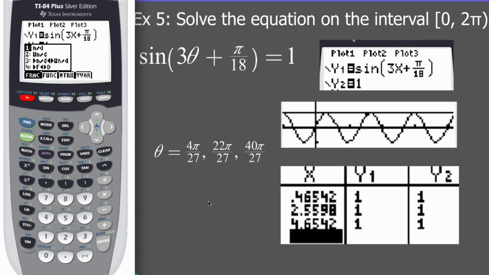Alright, that's it for this video. By now, you should know how to solve trig equations that are in the interval from 0 to 2 pi. Also, you should know how to determine the general formula for solutions to a trig equation. And in addition, you should know 2 different ways to verify your solutions using your graphing calculator.